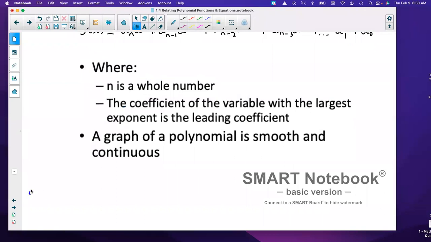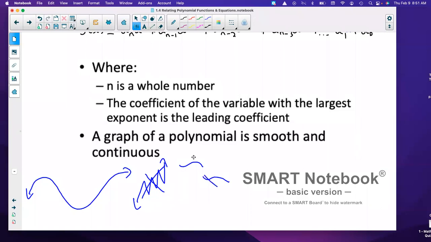So by smooth, it means that essentially we don't have any sharp places where it turns around. It's continuous in that it doesn't have any gaps. So something not smooth, for example, could be a sawtooth graph. So this would not be a polynomial because we have these sharp places where it turns around. And continuous, we may in the future deal with graphs that look like this, where you have a gap between them. So that also is not continuous. So polynomials are smooth and continuous. So we can see essentially they have a value of y for every x value, and we're not jumping from one y value to another.